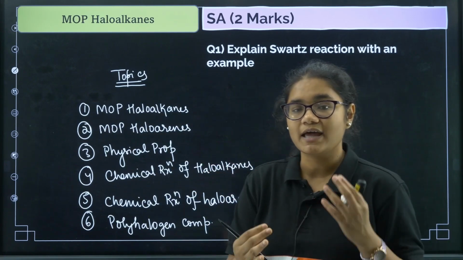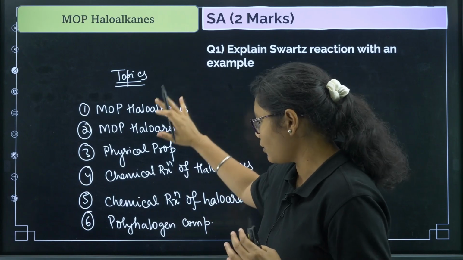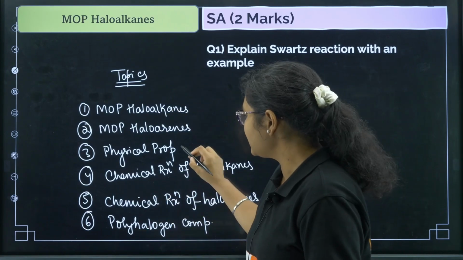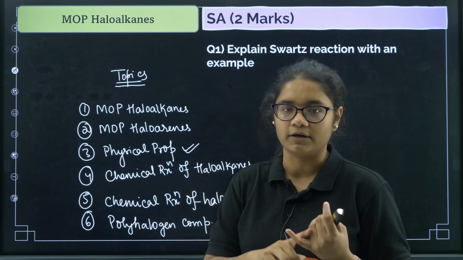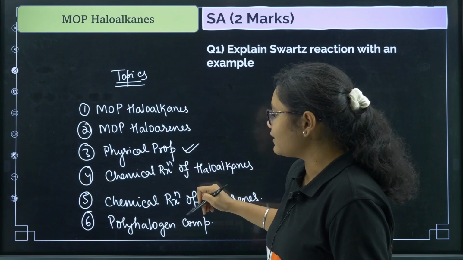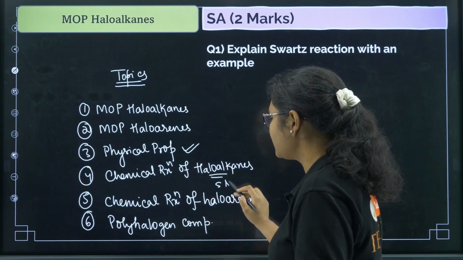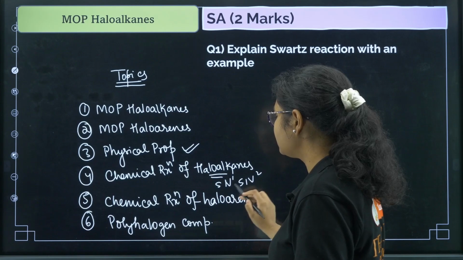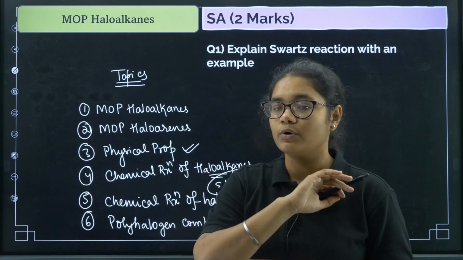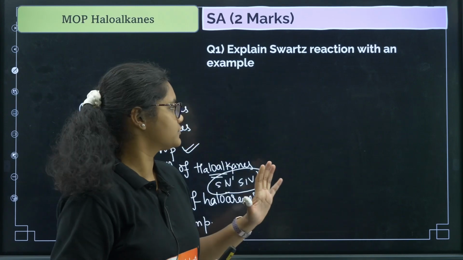From where can you expect the 2 marker questions? I can say all these important topics are candidates, but definitely in physical properties you can expect the boiling point order to be asked. Then I'll be telling you topic wise where you can expect the questions. And in chemical reactions, SN1 and SN2 you will definitely get. So these 2 things are very, very important. Please focus more on examples of SN1 and SN2. Now we will see the first question.